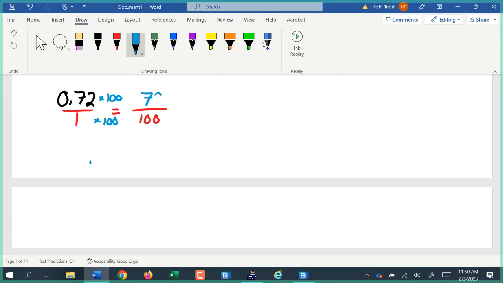0.72 times 100 is 72. And here we have to be careful how we word this. We want to just say, well, that's 72%. Well, right now it's 72 out of 100, which is equivalent to 72%. Technically, putting the percent symbol up here would be incorrect because it's 72. No, it's not 72% out of 100. It's 72 out of 100, which is the 72%.